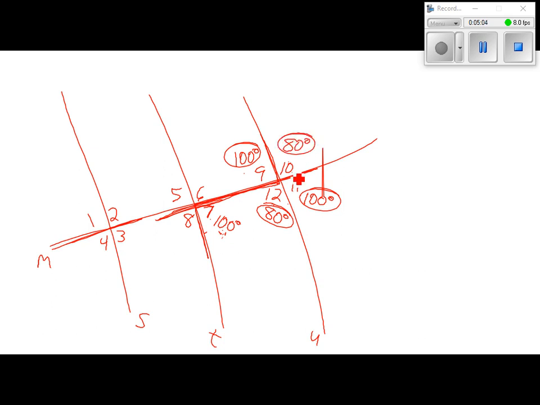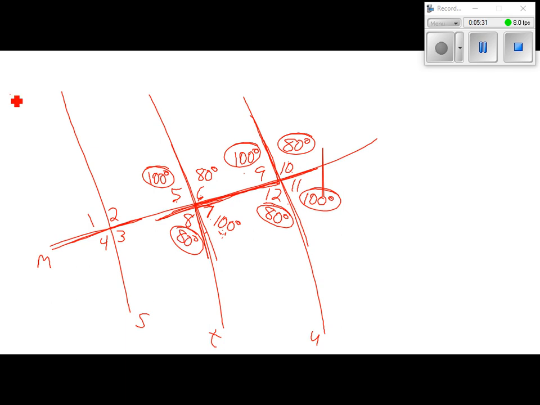Angle 10 and angle 6 are corresponding angles. If I take this line and smash it on top of that line, they're going to lay on top of each other, so angle 6 has to be 80 degrees. Angle 6 and angle 5 are a linear pair, so they have to add up to 180, so that's got to be 100 degrees. Angle 8 and angle 6 are vertical angles, so they have to be the same, so that's 80 degrees. I found all those angles.